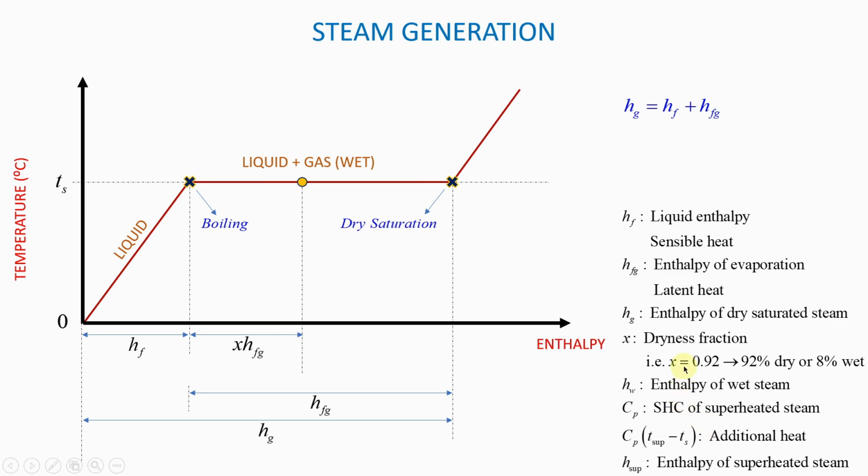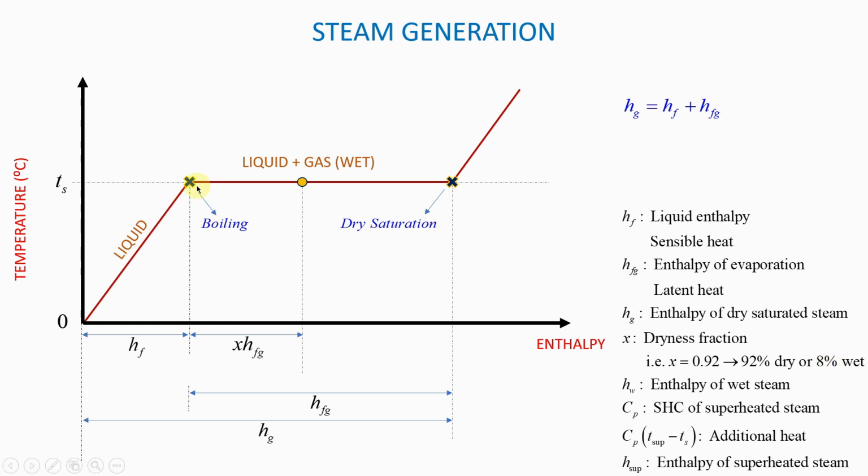But anywhere in the middle here, it is less than 1. So x will be less than 1 anywhere in the middle because it's not 100% dry in the middle. It is 100% dry here at dry saturation. So if you are given a dryness fraction of x equal to 0.92, it means that the wet steam here is 92% dry. So it's almost completely dry. Or you can also say it is only 8% wet, okay?